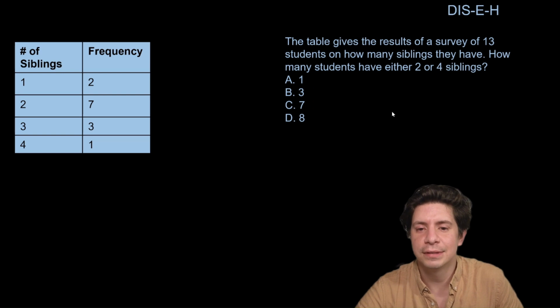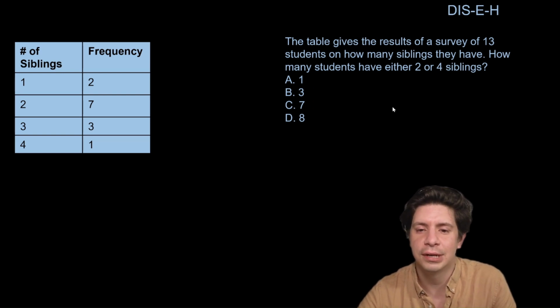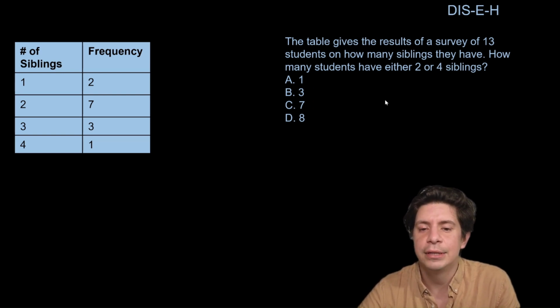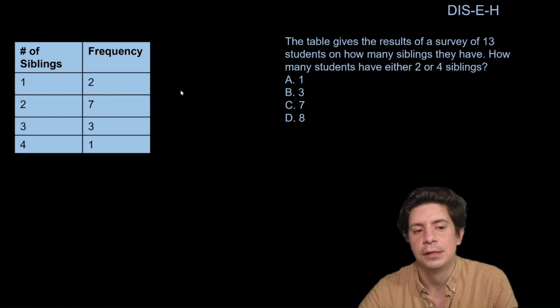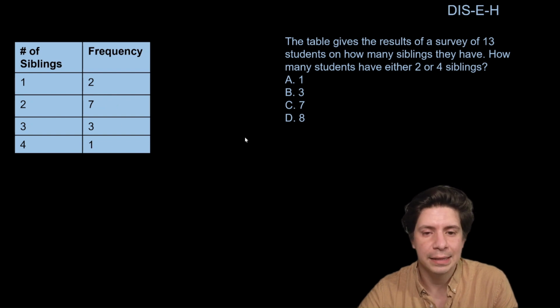The table gives the results of a survey of 13 students on how many siblings they have. How many students have either 2 or 4 siblings? So number of siblings, there's 2 there, and there's 7. And then there's 1 who has 4. So that will give us 8 total, D.